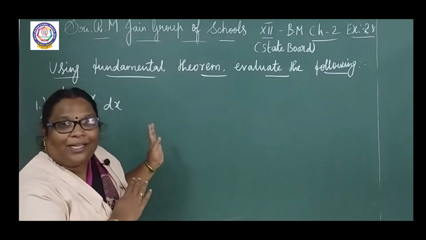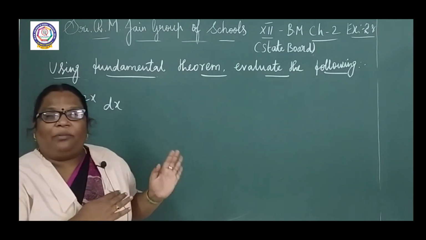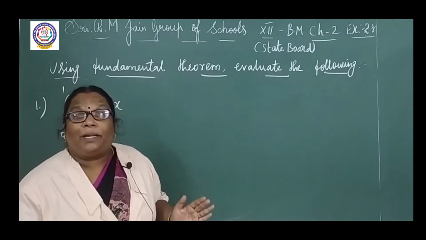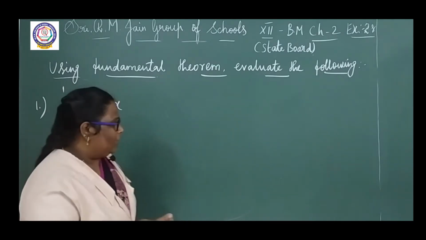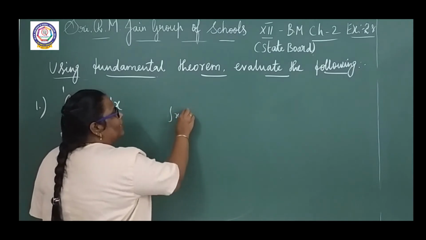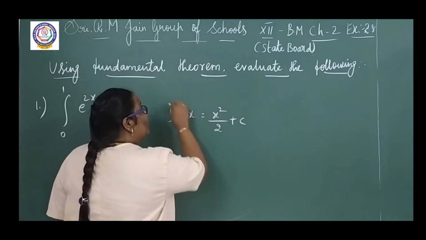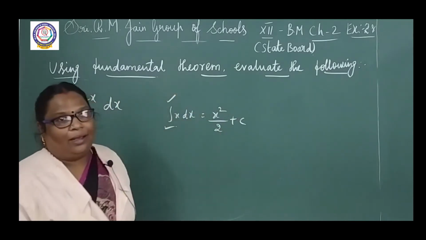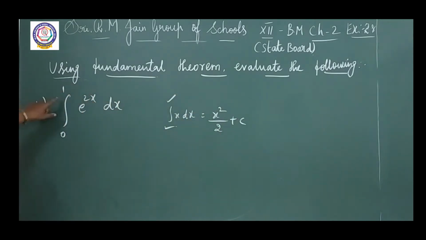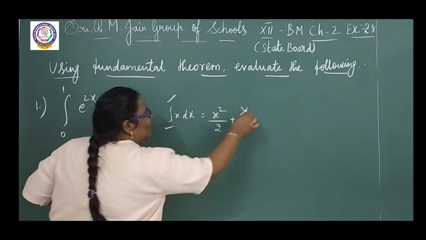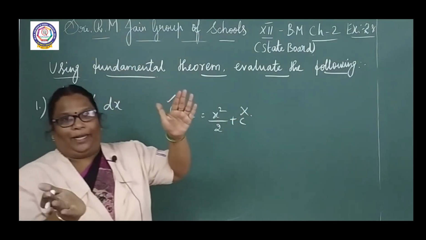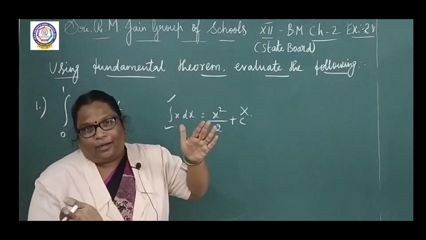This is 12th standard business maths state board chapter 2 exercise 2.8, using the fundamental theorem. Here the limit is given in the sum. If the limit is not given, you put plus c. Usually, the integral of x dx gives x square by 2 plus c, because the limit is not given. But if the limit is given, you don't put plus c, because they have some limit, 0 to 1.